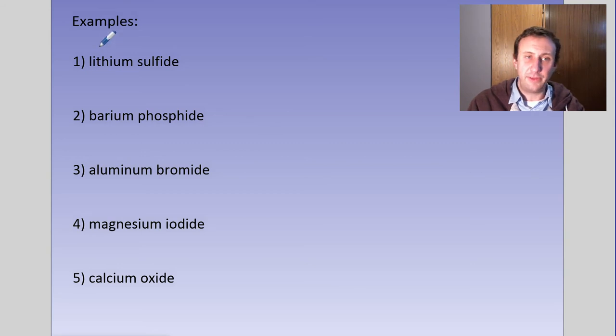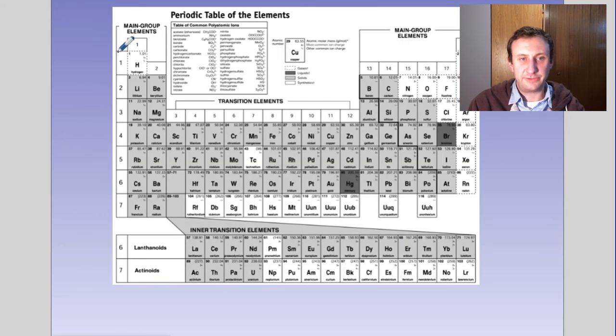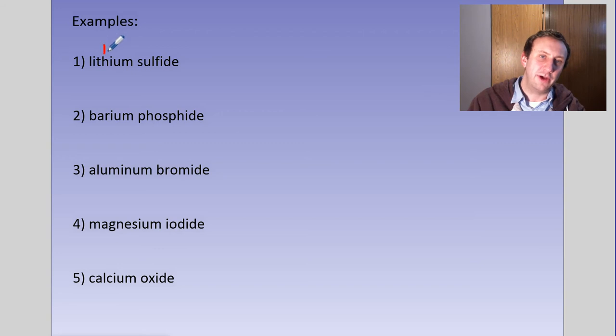So let's take a look at lithium sulfide. If I look at my periodic table, lithium has a 1 positive charge. Sulfide over here has a 2 negative charge. So I like actually writing that over top of the elements in the name to keep track of it.